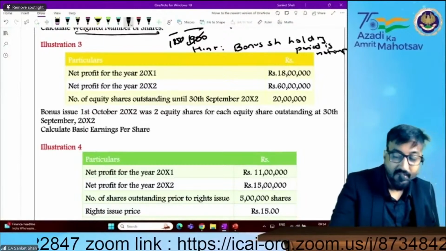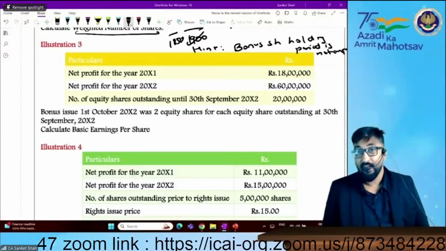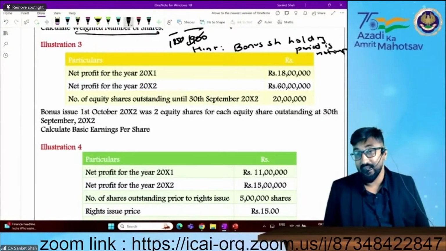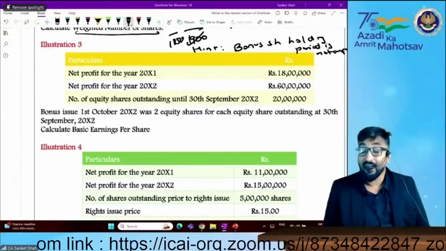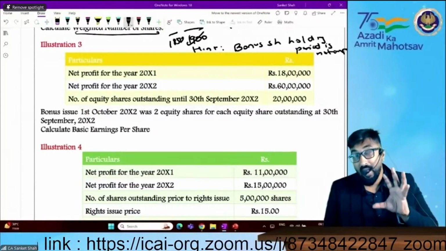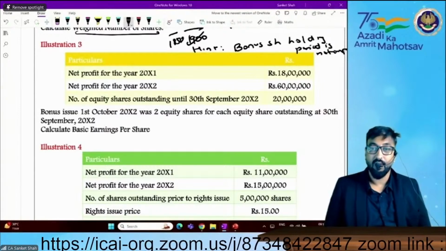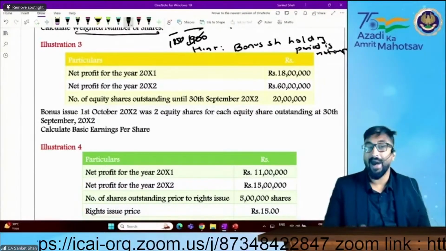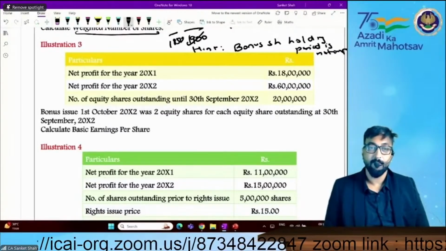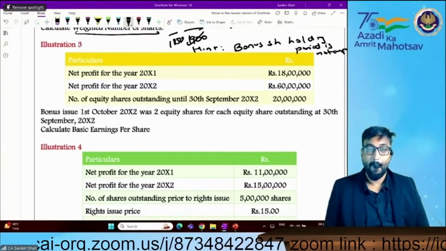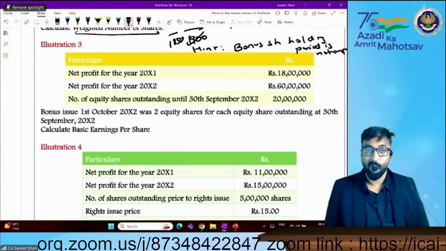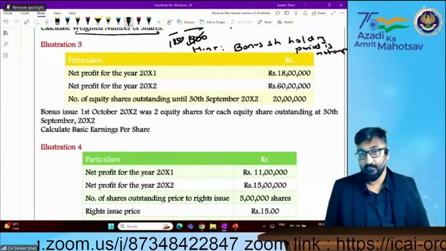See, I have not started with the theory part. Theory, I will take it in the next session. But at least you are aware of how we have calculated EPS in the next lecture. Okay, so I started with the practical part. Bonus shares.